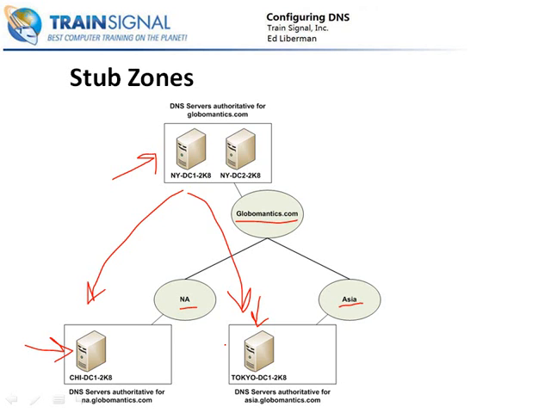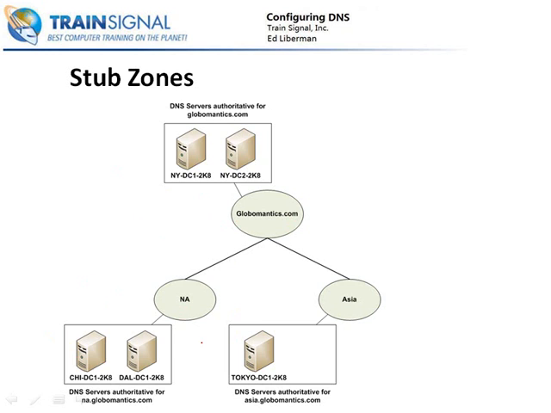The dilemma that we used to face was what happens when you add Dallas DC1 as being another DNS server authoritative for North America, or na.globalmantics.com. These guys up here do not know about that server unless you make a manual entry.